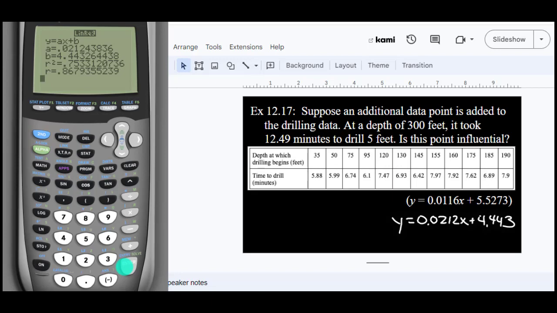Okay. The R values, I don't remember what the R value was before. It actually seems like that R value is better now than it was before. But notice here what we're looking at, changing from 0.0116 to 0.02, that is almost doubling the slope. Okay, and so when you see something where the slope almost doubles, even though it's a relatively small number, it's actually almost doubling that slope. That is going to be an influential point. So yes, that is an influential point. And our reasoning is the slope doubles.